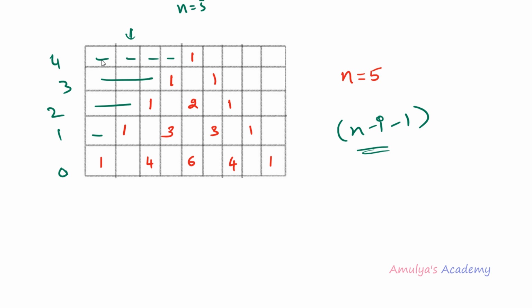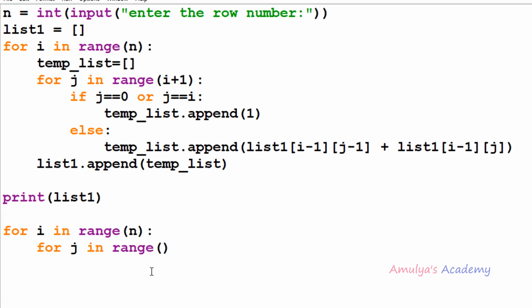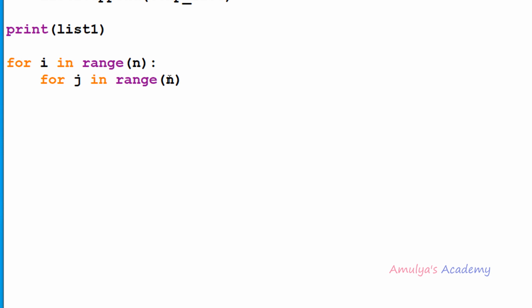So when I take n minus i minus 1, this will work. When n value is 5, the row value i will be 0, 1, 2, 3, 4. So for i as 0, 5 minus 0 minus 1, we'll get 4 spaces. When i is 1, we'll get 3 spaces. When i is 2, we'll get 2 spaces. When i is 3, we'll get 1 space. When i is 4, n is 5, 5 minus 4 minus 1, so we'll get 0 spaces. And to print this space, we need to use a for loop. So here I'll take n minus i minus 1. This is to print the space.